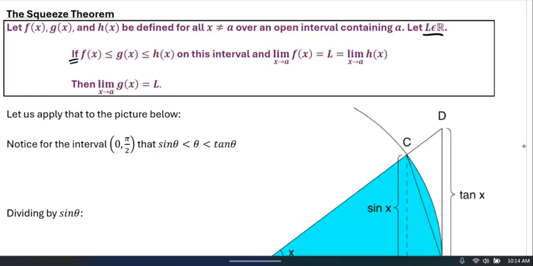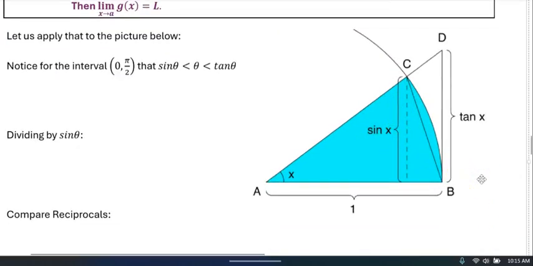In other words, if g is between f and h, and f and h both go to L, then you would just verify that g would also go to L. So let's apply that to the picture below. So what we have here is the little right triangle.